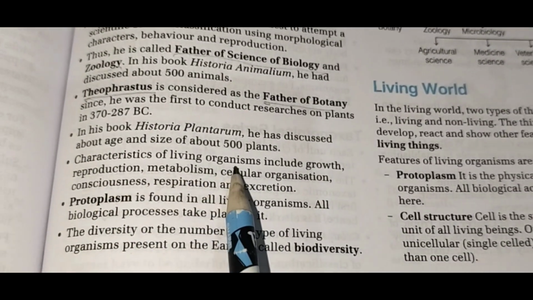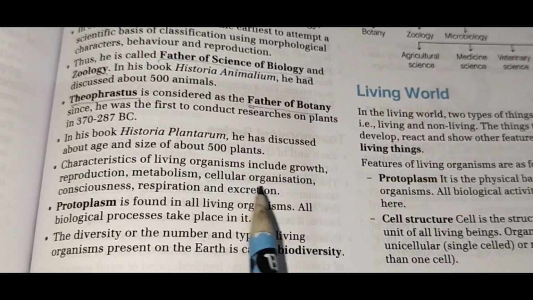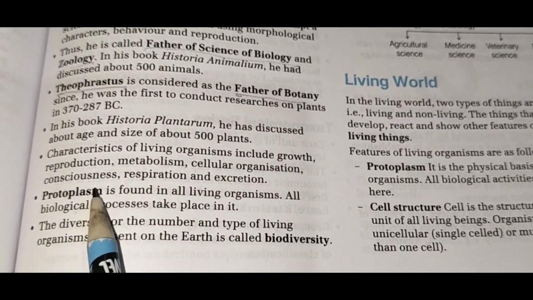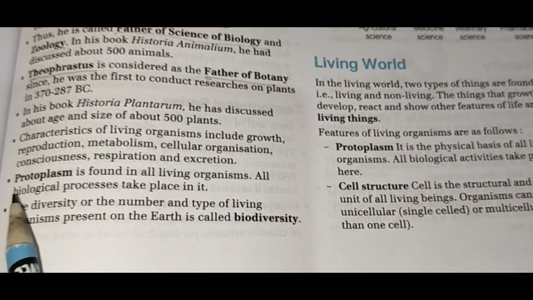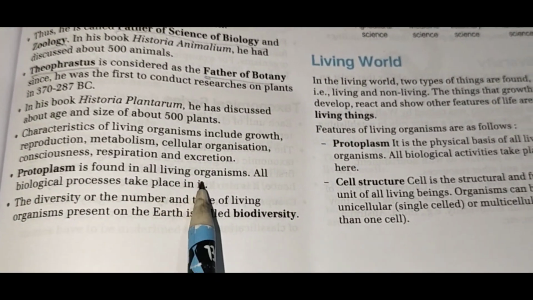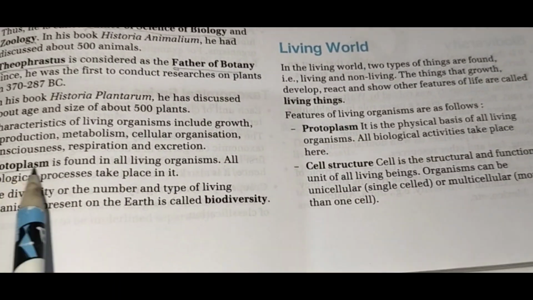Characteristics of living organisms include growth, reproduction, metabolism, cellular organization, consciousness, respiration and excretion. Protoplasm is found in all organisms. All biological processes take place in this. So this is an important point.